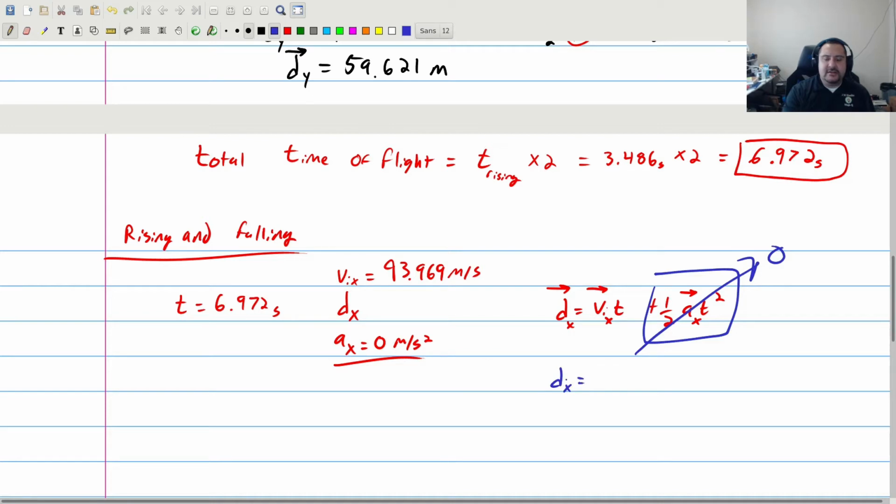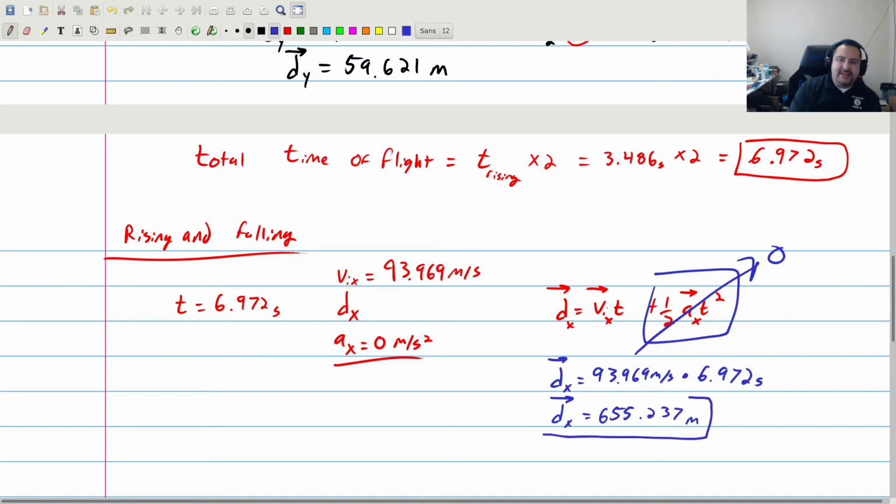Distance in the x direction, or displacement in the x direction, is equal to, my v initial is 93.969 meters per second. I'm going to multiply that times 6.972 seconds. And my displacement in the x direction is going to be equal to 655.237 meters. If you didn't get exactly that number, if you're off by a few numbers out here in these last digits, that's probably fine. That's probably just rounding error.